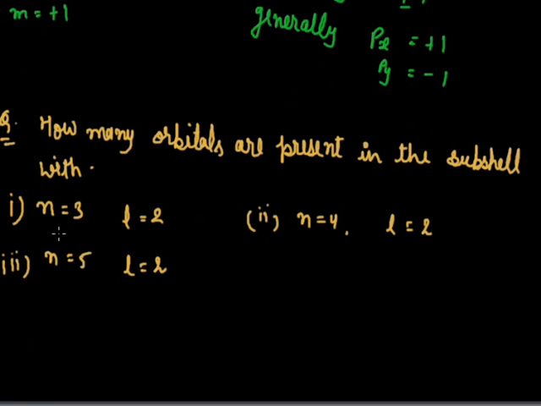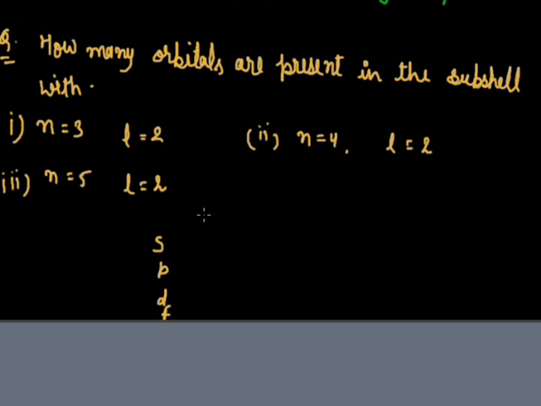In the first case the value of n is 3 and l is equal to 2. The value of l is 2, which indicates that it's a d orbital, because we have already discussed that for s, p, d and f the values of l are 0, 1, 2 and 3. So in the first case it will be 3d. In the second case n equals 4 and l equals 2, so it will be 4d. In the third case n equals 5 and l equals 2, so it will be 5d.